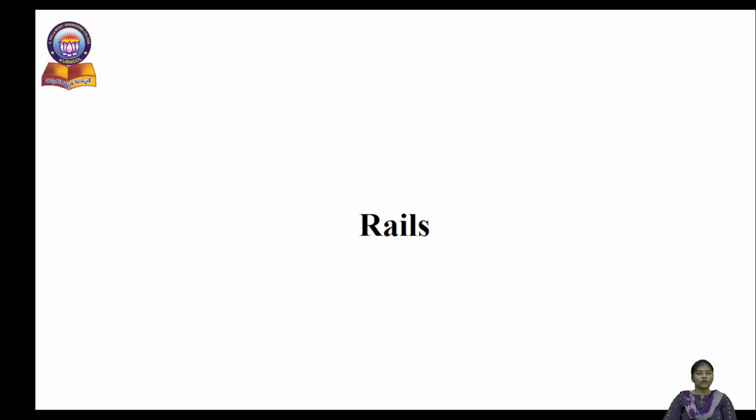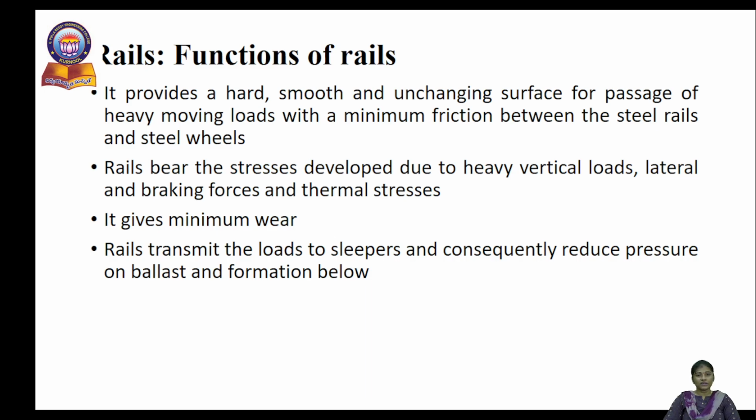Next, we have seen the different component parts of a typical cross section of permanent way. In that, rails are the main component, which act as girders to transmit the load coming from the rail wheels to the underlying sleepers. So what are the functions of these rails? The main function of the rails is to transmit the load to the underlying sleepers.